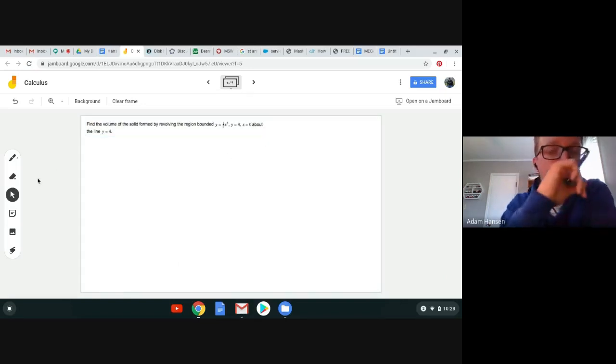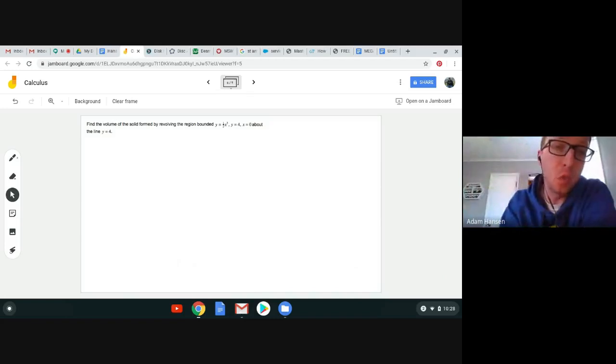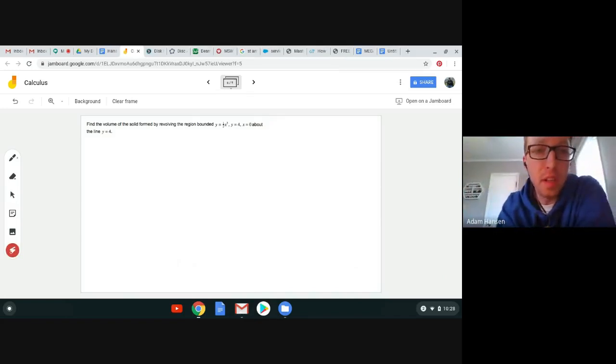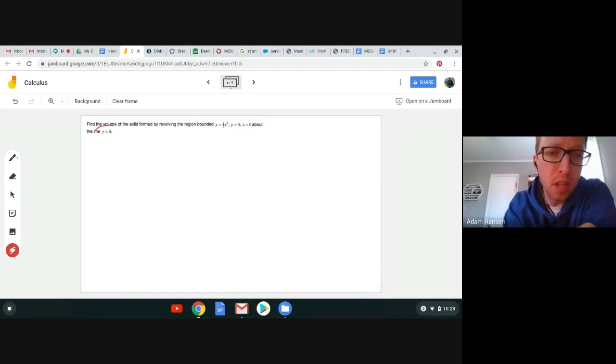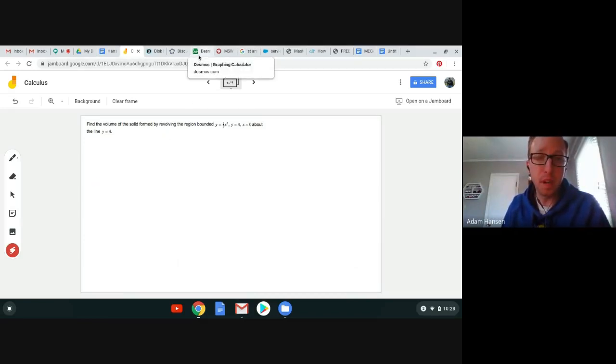We've done an x-axis, y-axis. This is another example where I rotate around an arbitrary line, neither the x nor the y-axis. So reading this question here, find the volume of the solid formed by revolving the region bounded by y equals 1/2 x cubed, y equals 4, and x equals 0, about the line y equals 4. So I'm rotating around a line that's neither the x nor y-axis. So as with everything, let's pop on the Desmos and get a picture of what this might look like as a region.